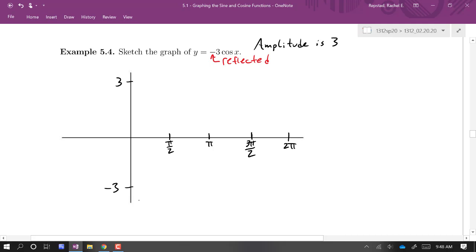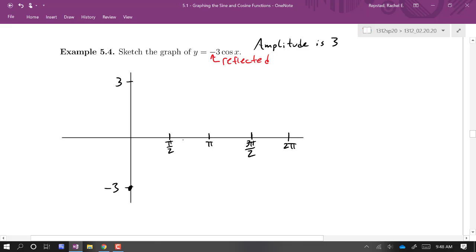Cosine is the function that starts at one of its extremes. So at 0, now I'm going to be down at negative 3. And if I know what function I'm graphing and I know where it starts, then the rest of the points practically fill themselves in. This starts at the lower extreme. Where is it going to be at pi over 2? Right back at the extreme.